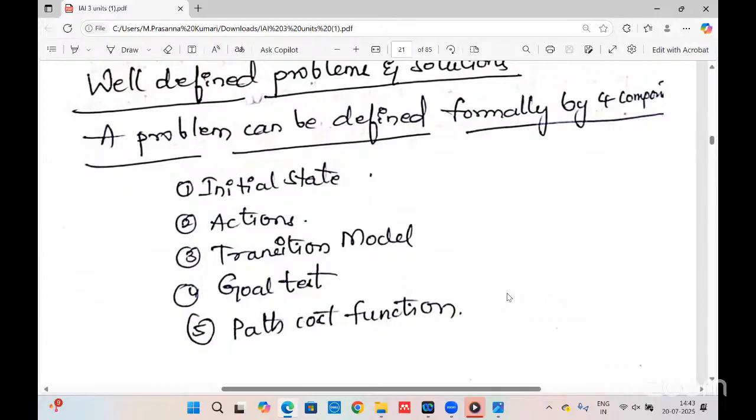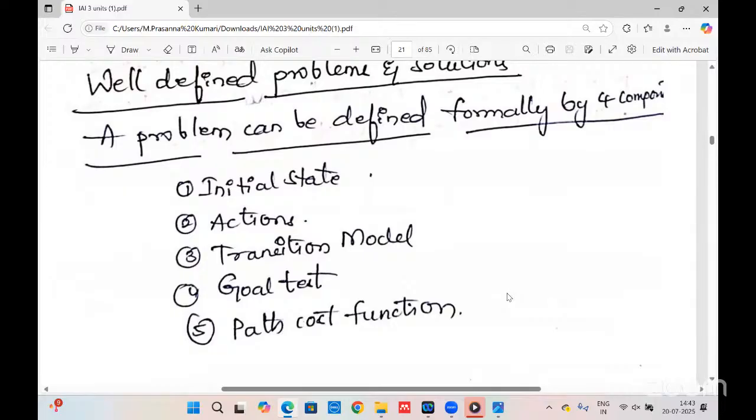And write problem formulation steps. Okay, so for this I need the answer clearly. First write the problem formulation. First write the objective. What is your objective? Objective means goal. Goal formulation and problem formulation are the same.